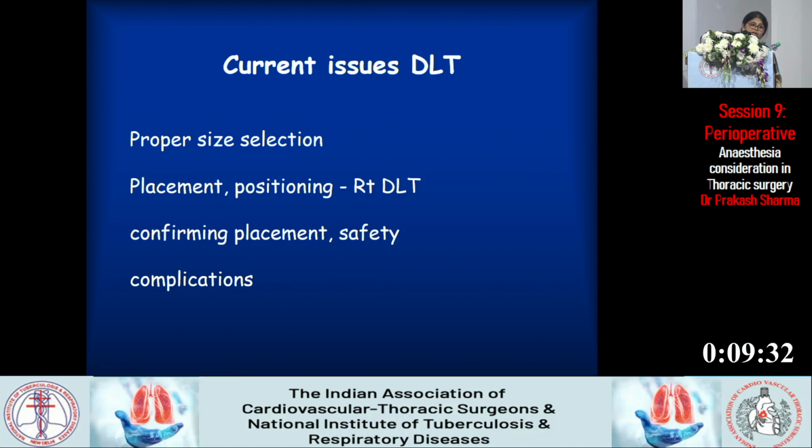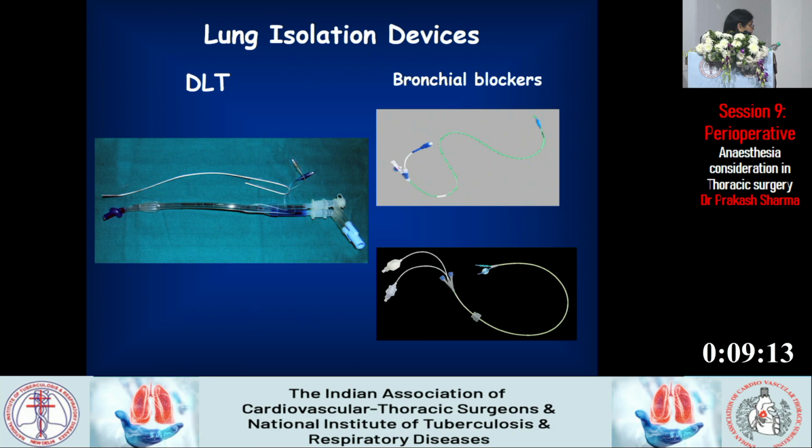The double lumen tube comes with its own issues in terms of proper size selection, the placement, and the positioning, especially for a right-sided double lumen tube, where the opening of the right upper lobe bronchus has to be aligned with the opening which is present in a right-sided tube, confirming the placement, the safety, and the complications. Now this is a double lumen tube which is available in two sides, the right side and the left side. These are the bronchial blockers.